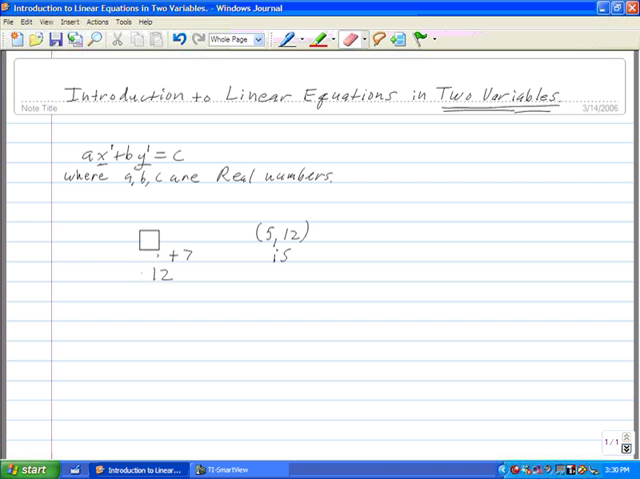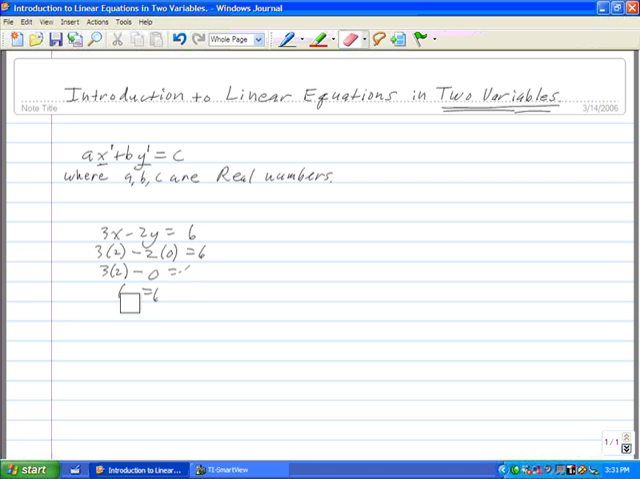Let's come up with a new one. Let's take 3x minus 2y equaling 6. And let's try the ordered pair (2, 0). Again, the x value is 2. Make sure you get everything in the appropriate place. The y value is 0. Doing the calculations, again, we have another ordered pair that is a solution.